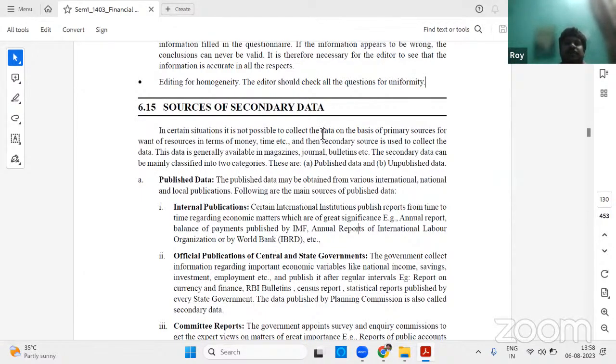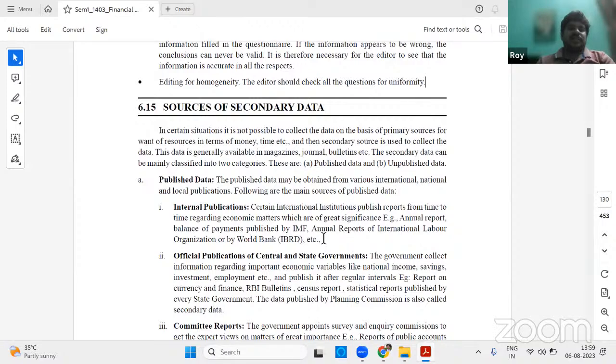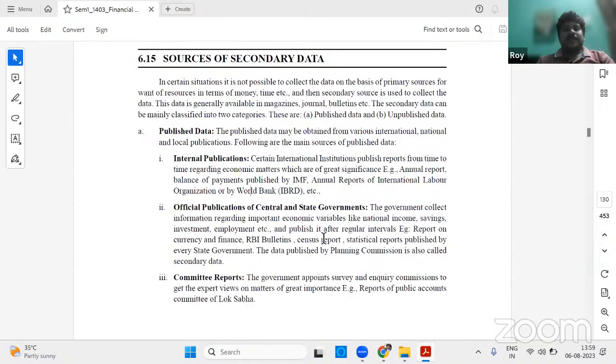Now let's see what is published data here. There are internal publications which report from time to time regarding academic matters, which are of great significance. Examples: annual reports, balance of payments published by the IMF, annual reports of the International Labour Organization, IBRD, official publications of central and state governments.